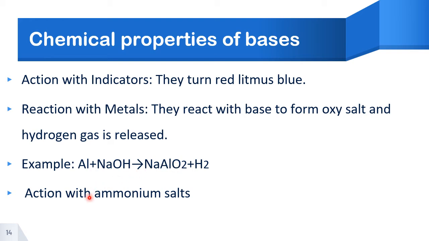Now, action with ammonium salts. What are ammonium salts? Ammonium salts are made from ammonia gas. Ammonia is NH3. From NH3, we make some salts, called ammonium salts. For example, ammonia with HCl gives ammonium chloride. Ammonia with nitric acid gives ammonium nitrate. NH3 with sulfuric acid gives ammonium sulfate. All these are called ammonium salts, which are very useful in the fertilizer industry.